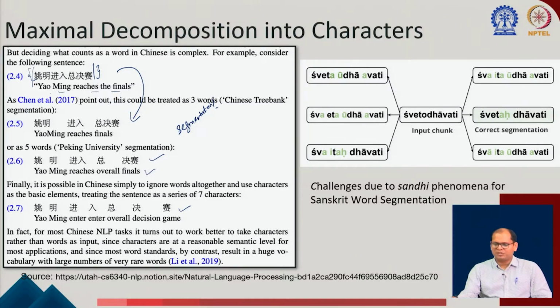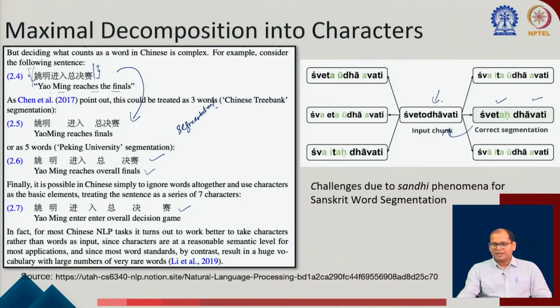Now a similar phenomenon happens for Sanskrit, with a little bit more difficulty. This is your input chunk in Sanskrit, Shveto Dhavati. What is shown here are some plausible segmentations, which may not be semantically meaningful. But what is the correct word in this context? Shvetaha Dhavati, so it's a white horse that is running. When you segment Shveto Dhavati and put the parts together, you will not get Shveto Dhavati, because there is sandhi happening. At the boundary of the 2 words, Shvetaha Dhavati is converted into Shveto Dhavati by the sandhi phenomenon.